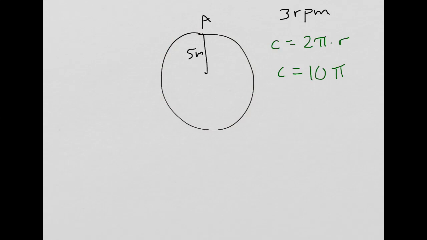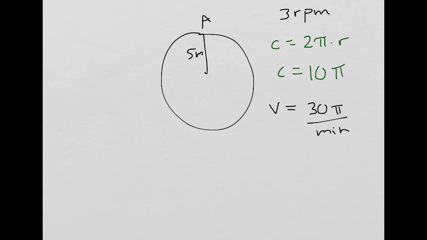We know that this particle makes 3 revolutions in 1 minute. So that means it goes around the circle 3 times in 1 minute. So if it goes around it once, it travels 10 pi units. So if it goes around it 3 times, it's traveling 30 pi units. Okay? So in 1 minute, it travels 30 pi units in terms of linear speed. So speed is equal to 30 pi over minutes.